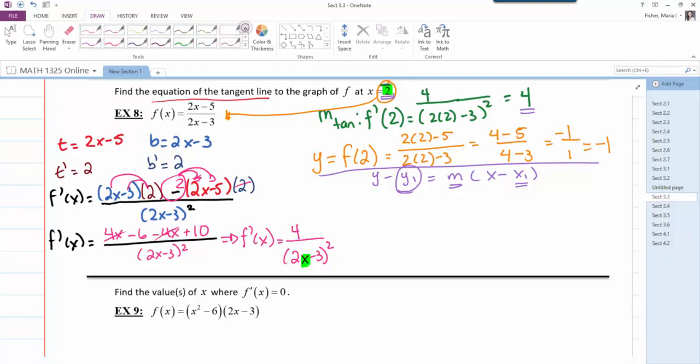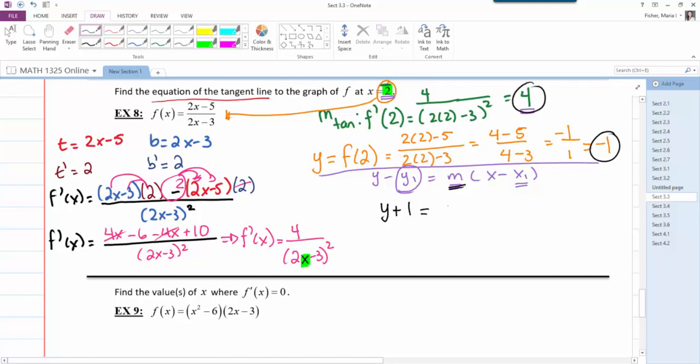So if I plug all this in, I get that I have y minus my y1 is a negative 1, so minus a negative is a plus 1, is equal to my m was 4.